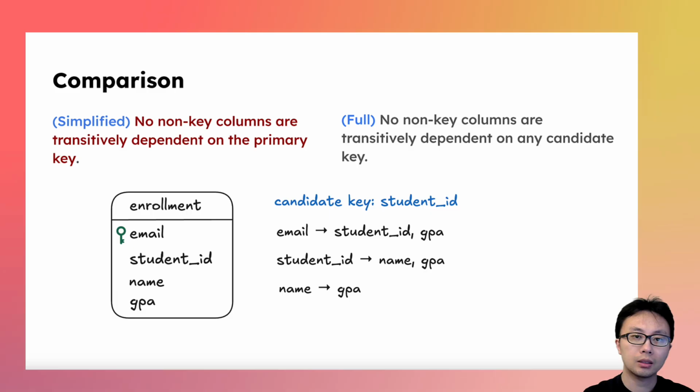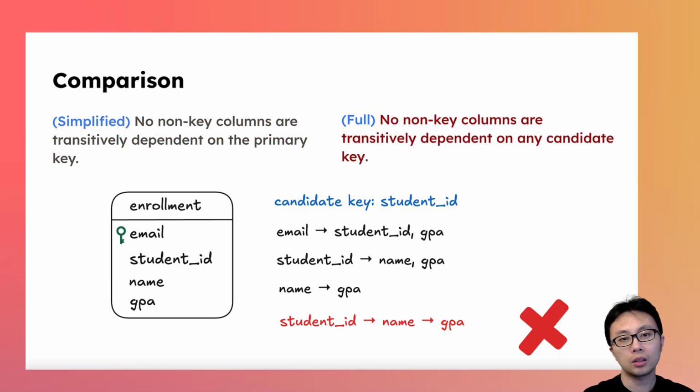However, does the table violate the criteria of the full version of the third normal form? Student ID as a candidate key functionally determines name, and name in turn functionally determines GPA. That said, you do have a transitive dependency on a candidate key. So the table is not in the third normal form.